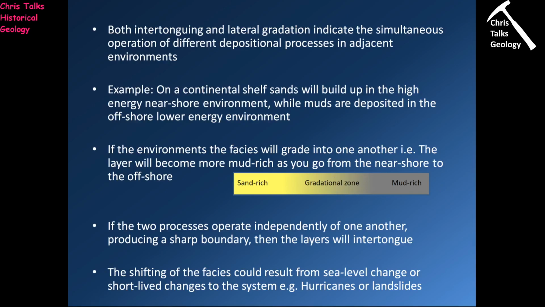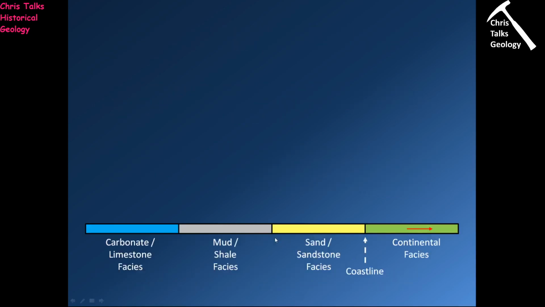Okay? And in that instance, we're going to see indications of things like intertonguing in our sedimentary sequence. This intertonguing, this zigzag, as I said, is typically the result of sea level change, or it can also be the result of short-lived changes, so things like hurricanes or landslides causing the positions of the boundaries to shift slightly over short periods of time.